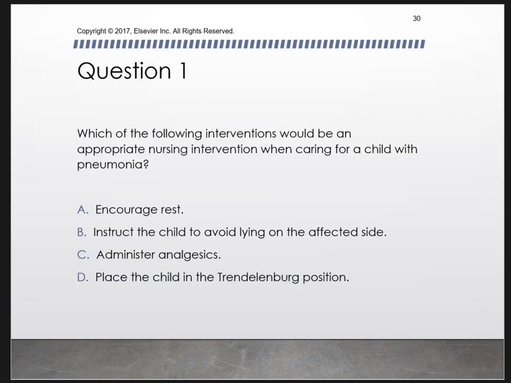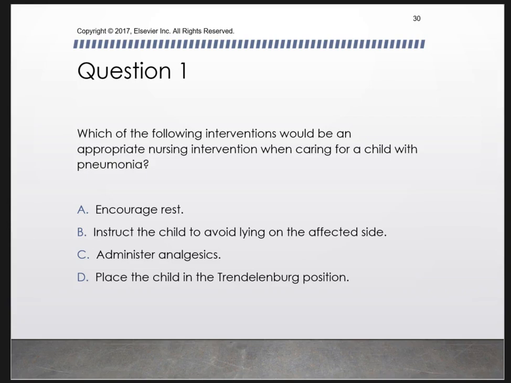So, little question here. Which of the following interventions would be an appropriate nursing intervention when caring for a kiddo with pneumonia? Are we encouraging rest? Are we instructing them to avoid lying on the affected side? So, which lung is it in? Are we going to give analgesics or put the kiddo in Trendelenburg? So think about it. What do you think it might be? Think about your prioritization. And answer is A.